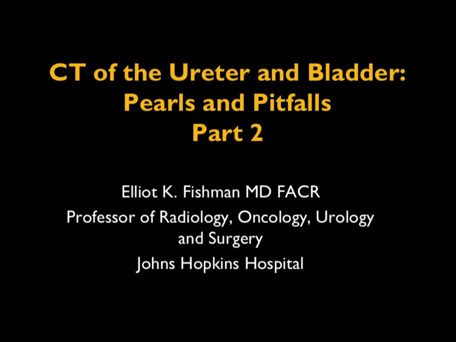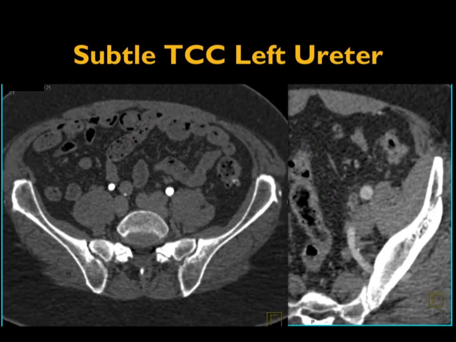And we left off talking about the difficulty in many cases of picking up a small transitional cell carcinoma. It's very easy to pick up a large mass, but the key is picking up the masses when they're small and easily resectable. And I'll just show you some examples.